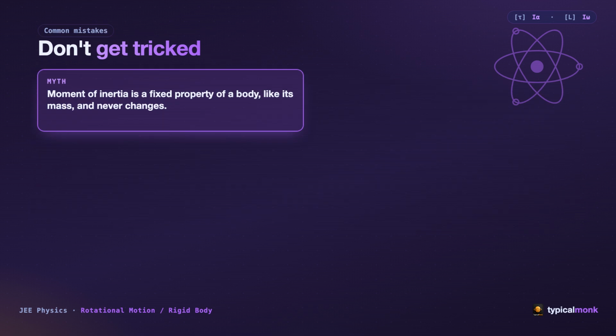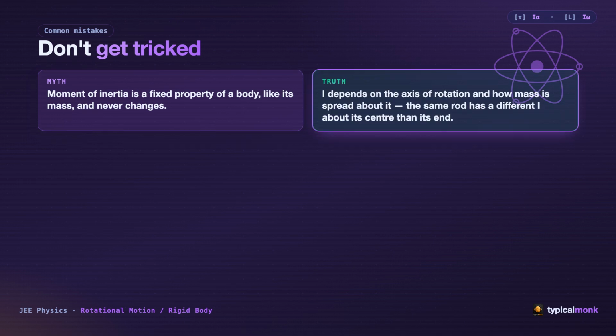Now let me save you some marks. 2 myths that trap thousands of students every year. Myth 1. Moment of inertia is a fixed property of a body, like its mass, and never changes. But here is the truth. Moment of inertia depends on the axis of rotation and on how mass is spread about it. The very same rod has a different I about its center than about its end.